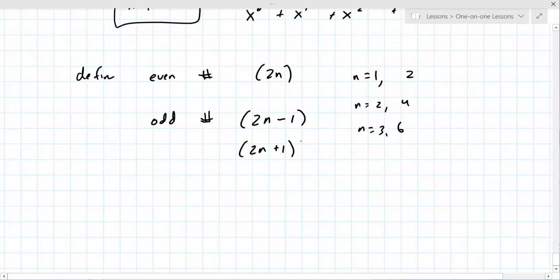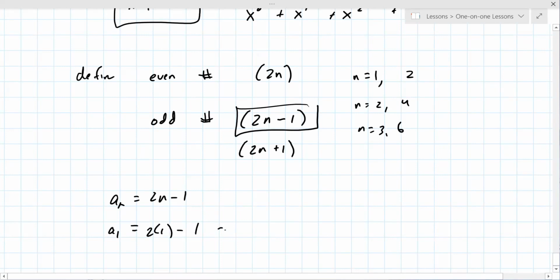odd. But if you want to get 1 for this first one, that's no big deal. So let's just say a_n equals 2n minus 1. When n is 1, you get 1. But what about the second one? If a_n equals 2n plus 1 and a_1 equals, you end up getting 5 to start out. So that's no good, right?